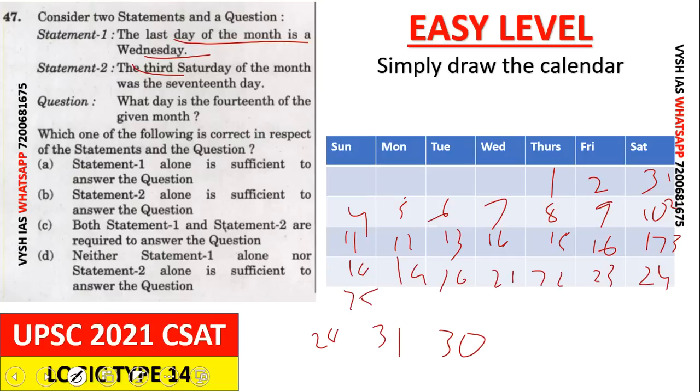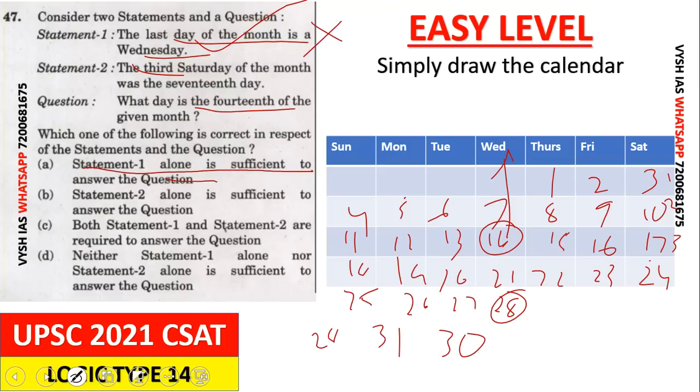24, 25, 26, 27, 28. 28 is a Wednesday. The last day of the month is a Wednesday. So let it be there. So what day is the 14th of the given month? It is a Wednesday. So statement 1 alone is sufficient to answer the question?